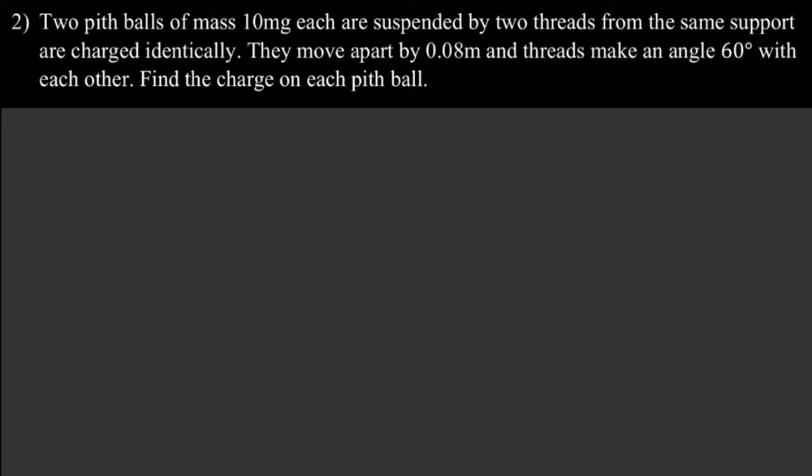So pith balls means they are small metallic balls. We have two metallic balls, each of mass 10 milligram. They are suspended by two threads from the same support. And these two metallic balls are charged identically. Identically means both are positively charged or both are negatively charged, but they are charged identically.